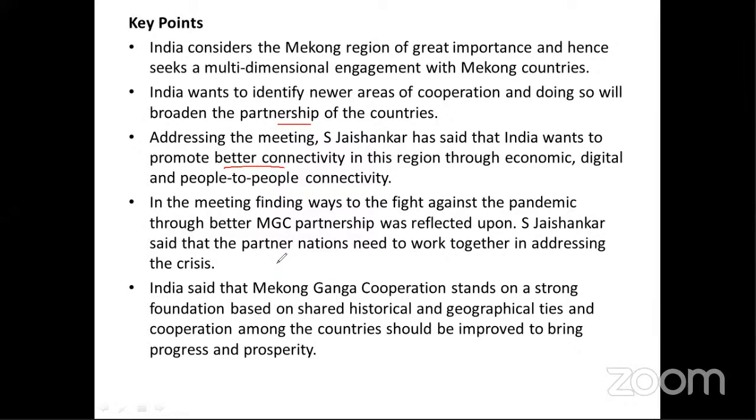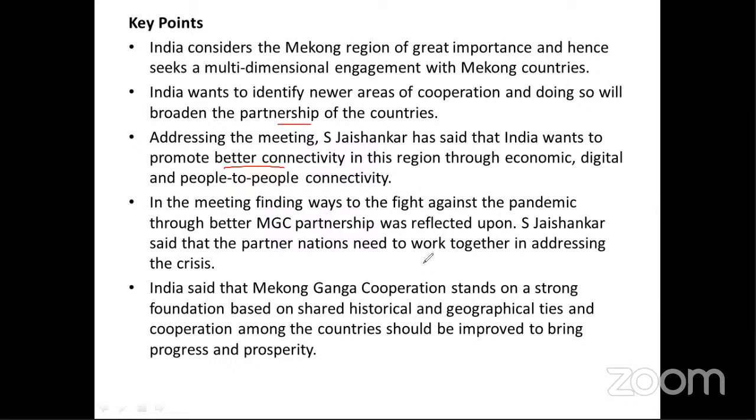Our external affairs minister said that better connectivity in this region is required for economic, digital, and people-to-people connectivity. In the meeting, finding ways to fight against the pandemic through better Mekong-Ganga cooperation partnership was reflected upon. So how should all six countries join hands to deal with the COVID-19 coronavirus pandemic situation? Jaishankar said that the partner nations need to work together in addressing the crisis, helping each other.